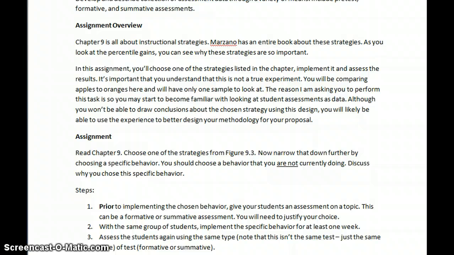So it's kind of neat that you can look at this and get the same information that some teachers take many years to learn just through trial and error. You can look at these lists and get an idea of what's going to work for you right now, even if you're a first-year teacher. What I'd like you to do is read through the chapter, pick one of the strategies listed in the chapter that you're not already doing, and then you're going to implement that and assess the results.